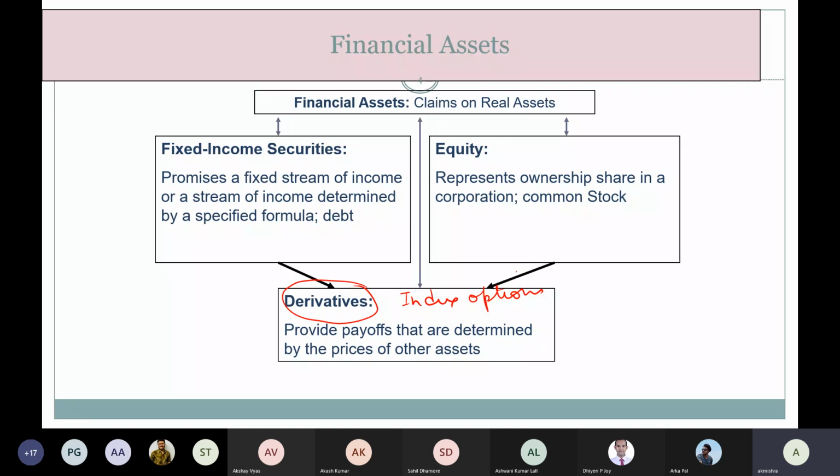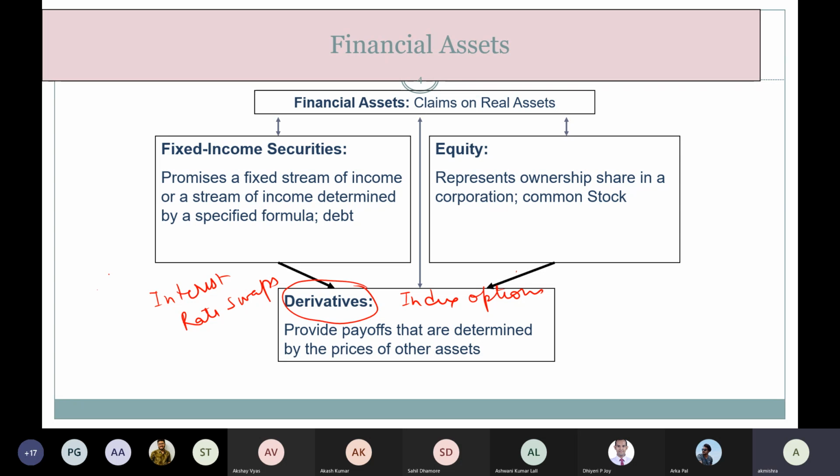And when we talk about fixed income based securities, we have interest rate swaps kind of instruments, where the underlying asset is something else, but the instrument value is decided based on the value of the asset. So that's why we call this kind of product derivatives.